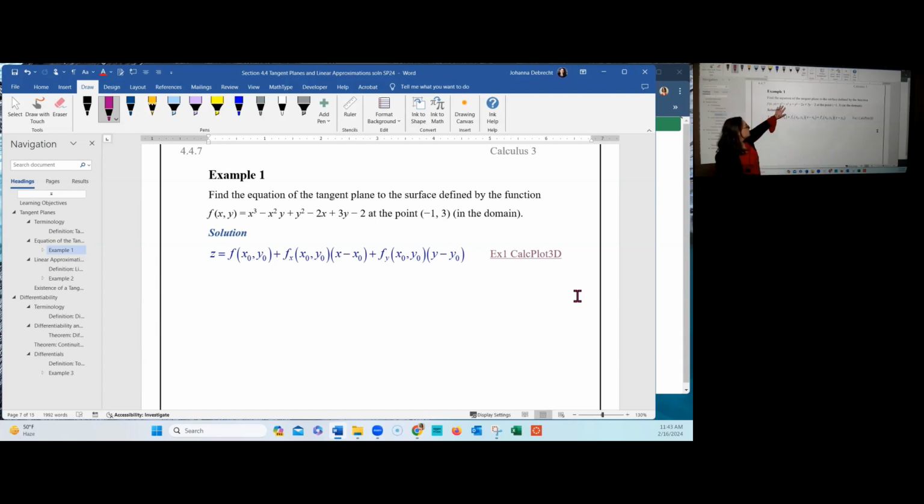In order to compute this, we need to find the function value at negative 1, 3. That will give us our z naught. We need to find the first partial of this with respect to x, also at that point from the domain. And we need to find the first partial with respect to y at that point out of the domain. Then we'll replace x naught with negative 1 and y naught with 3. Go ahead and pause the video now to work out the calculus and then turn the video back on and we'll compare our results.